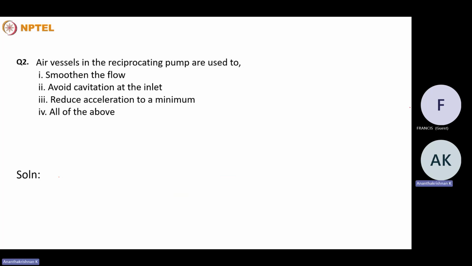The next question is also regarding the air vessels in the reciprocating pump. Which of the following four options represent the actual usage of air vessels in the reciprocating pump? It smoothens the flow, it avoids cavitation at the inlet, it reduces acceleration to a minimum, all of the above.